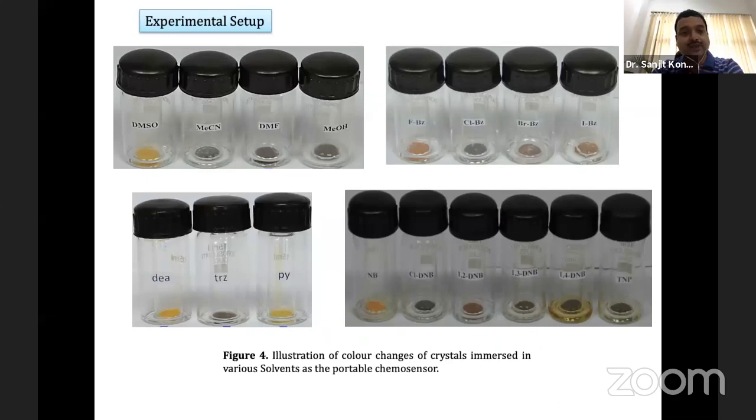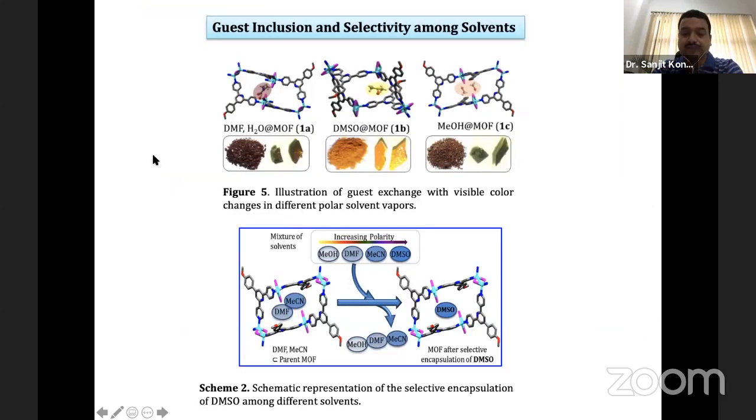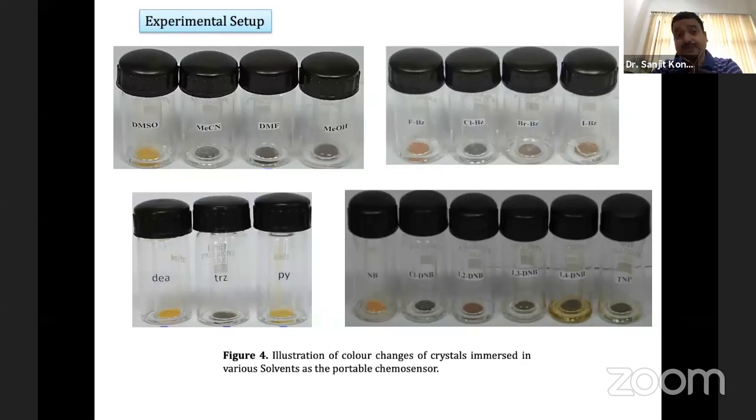So what we have done is some very simple homemade experiment. We took crystals. The original crystal was bright yellow in a small vial, and we put it in a bigger vial. In the bigger vial we put different solvents, and we sealed the bigger vial. That means we expect that, for example, acetonitrile or DMF will slowly diffuse into our crystal in the small vial, and we expected to see some change in the color. Here it is DMSO, acetonitrile, DMF, methanol, chlorobenzene, fluorobenzene, bromobenzene, iodobenzene.